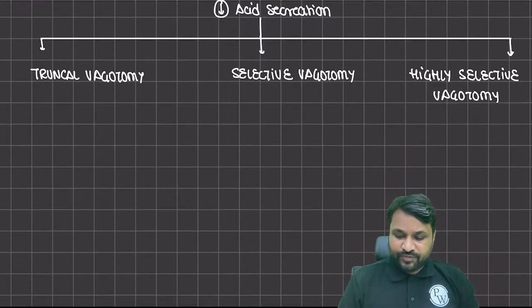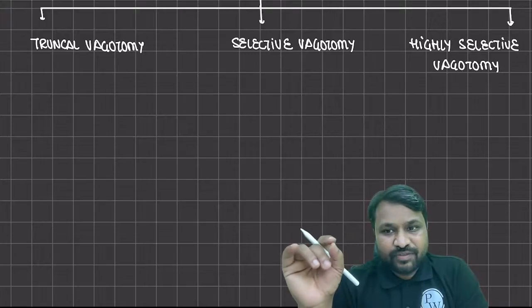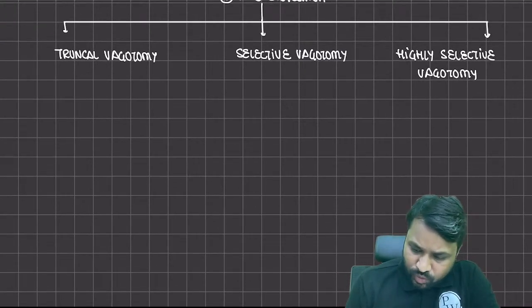So there are three different forms of vagotomies that you have. You have a truncal vagotomy, you have a selective vagotomy, and then you have a highly selective vagotomy. What is the basic difference, right? If you go back and remember our basic orientation, right?